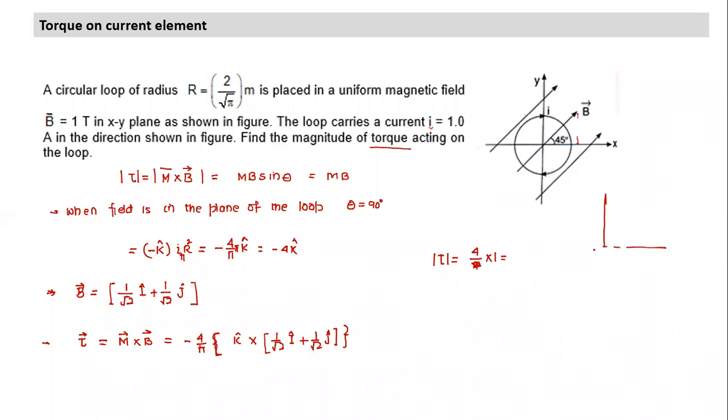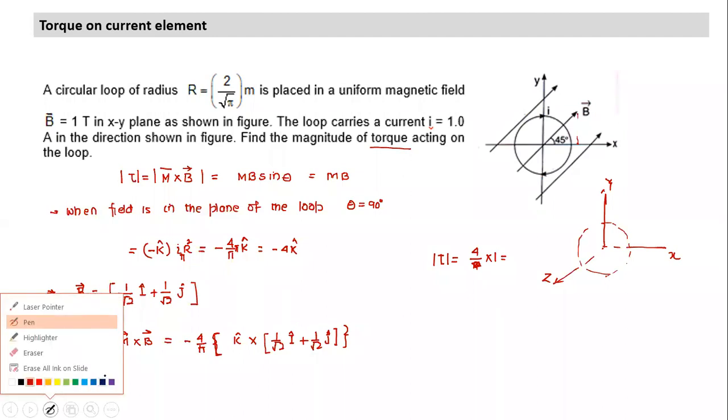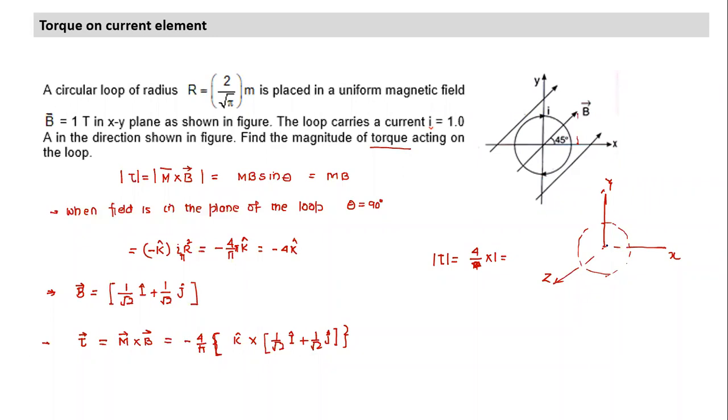So if I have to draw in 3 dimensions, this is x, y, z, and this loop is placed like this. To understand rotation, I can mark the direction of the m vector and b vector. This b vector is like this. So which side is the b vector? B vector is like this. Where is the m vector? M vector is along which direction? Minus k cap direction. So this vector has to rotate and tend to align itself.